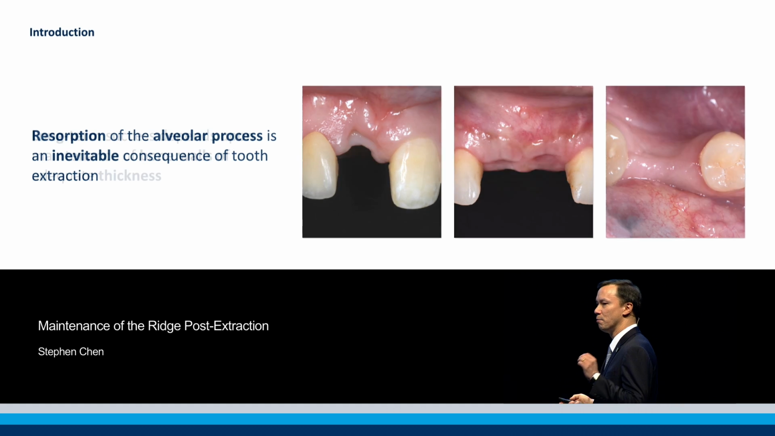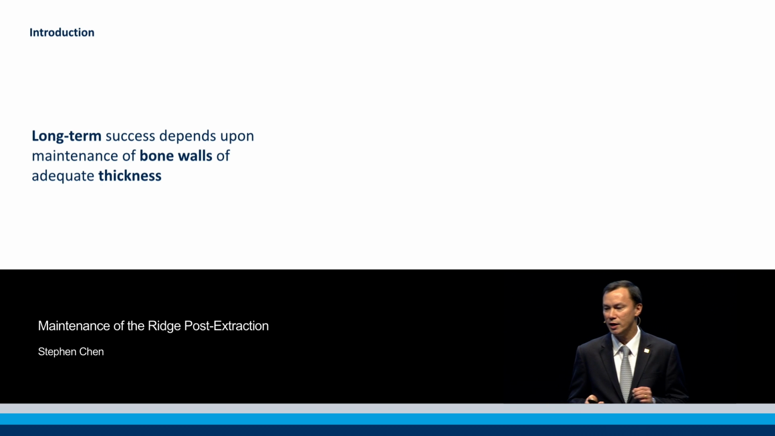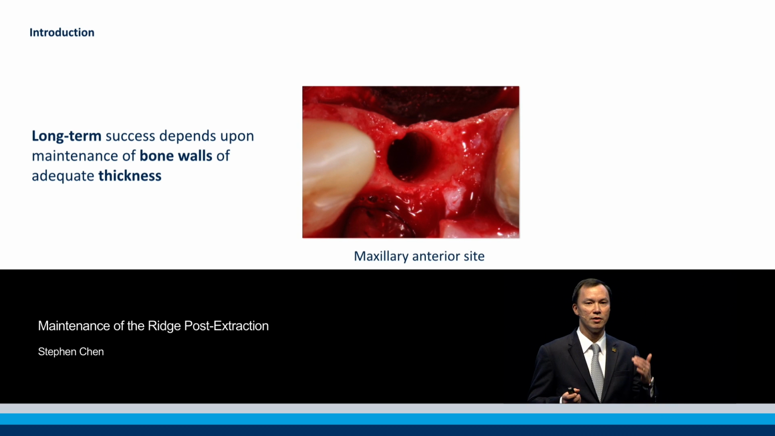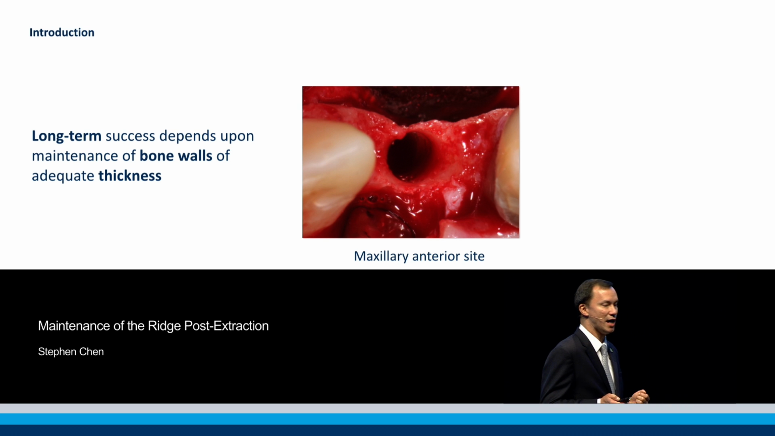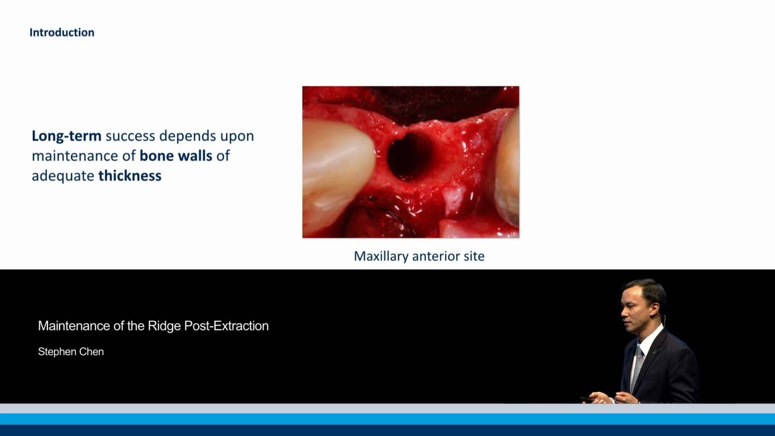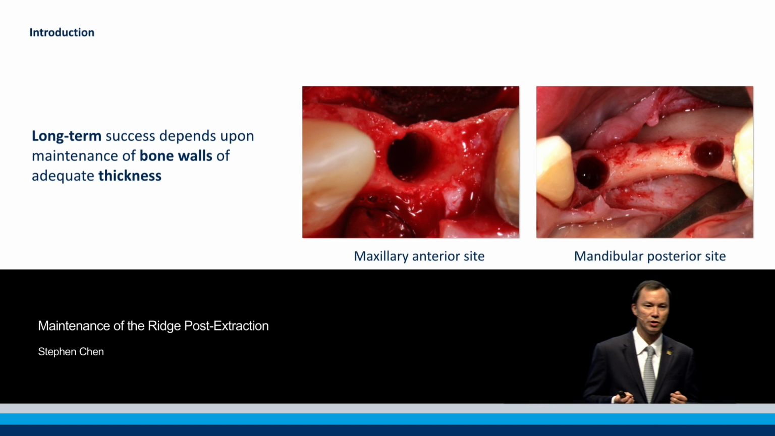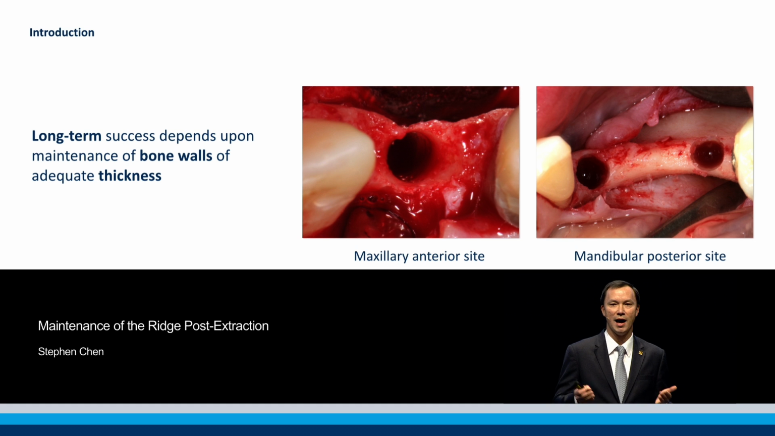Now, we also know that as a basic principle of implant therapy that we need to maintain adequate bone wall thickness around the implant. So an implant needs to be completely surrounded in bone in its entire circumference and its entire periphery. Here's an example of a maxillary anterior site, and here's an example of a mandibular posterior site where the ridges are thin after the preparation of the osteotomy.